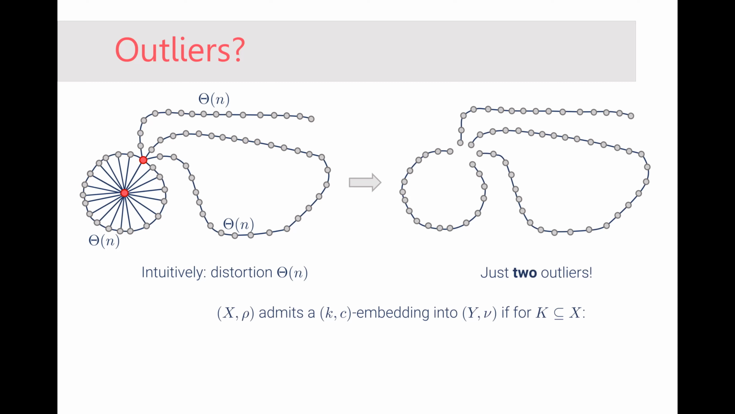Here is the formal definition of what it means to admit a k-outlier embedding into the host space. Basically, it means that there exists a small subset of points in the initial metric space such that if we remove them and look at the metric space with the induced metric, it admits a small distortion embedding into the host space.